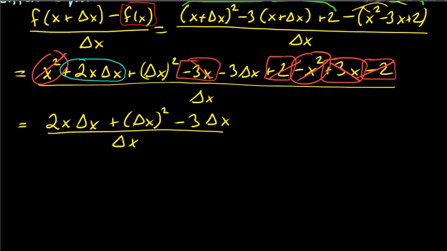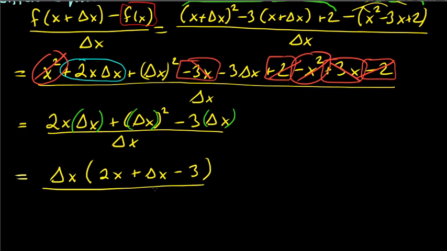Right? And now you have two options here. The way I would do this is to notice that in the numerator we have a factor of delta x in the first term, a factor of delta x in the second term, and a factor of delta x in the third term. So I would just factor it out, leaving you with 2x plus delta x minus 3 all over delta x.